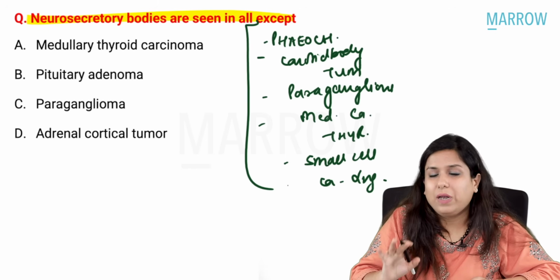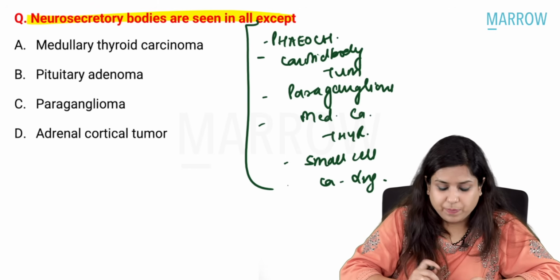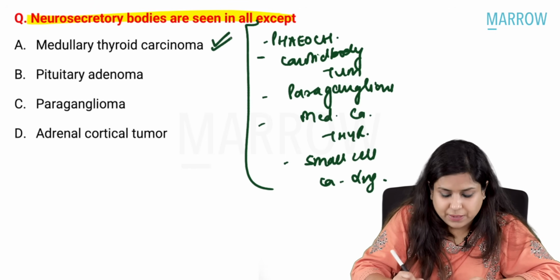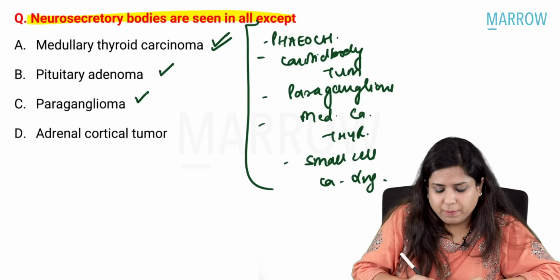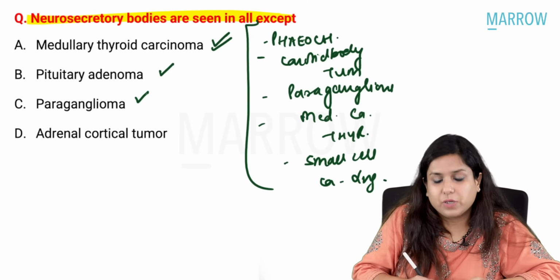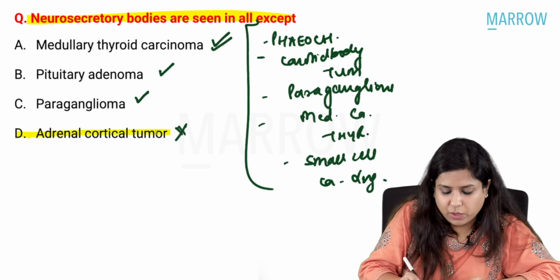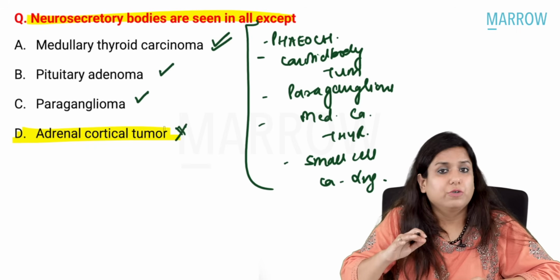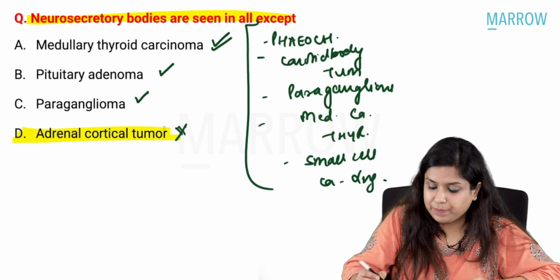Now they are seen in all except, that means you have to rule out one option which is not a neuroendocrine tumor. Medullary thyroid cancer, it can be seen. Pituitary adenoma can be seen. Paraganglioma can be seen. Adrenal cortical tumor. So according to me, they are not seen in an adrenal cortical tumor because adrenal cortical tumors are not neuroendocrine malignancies, right?